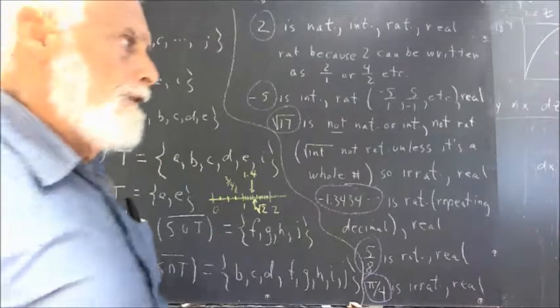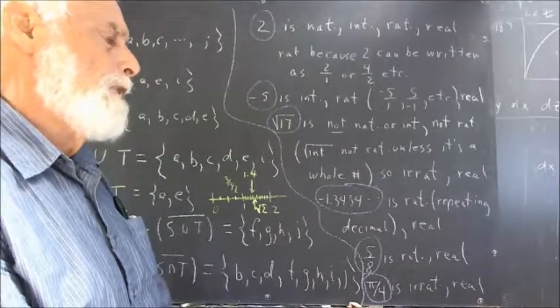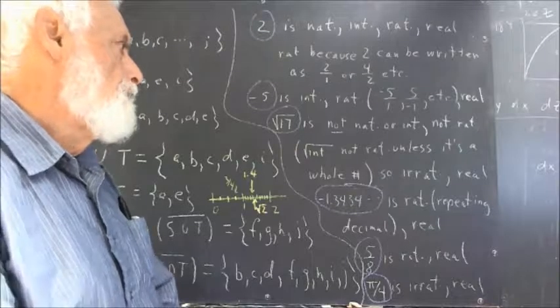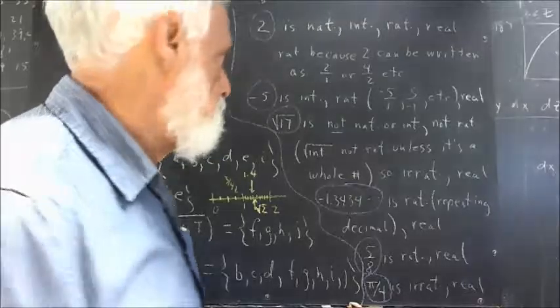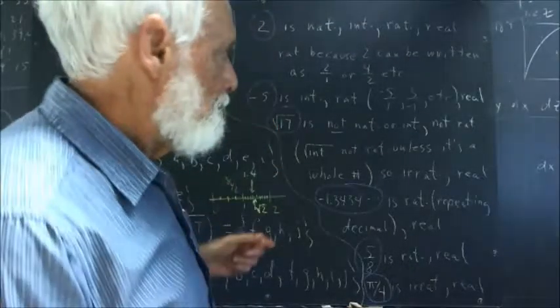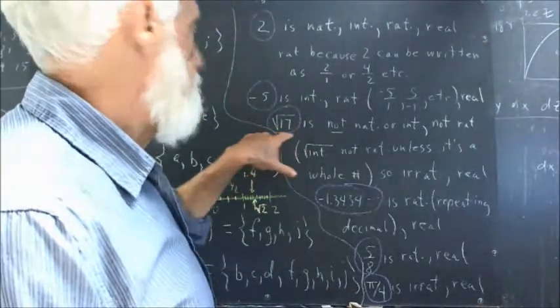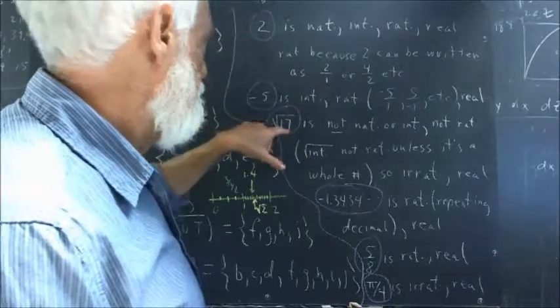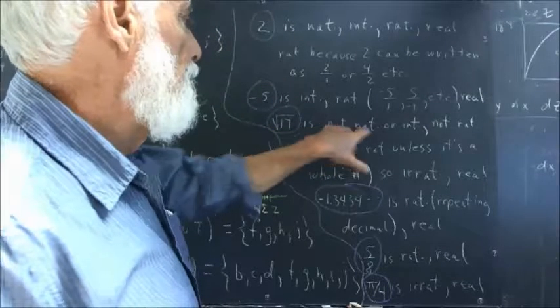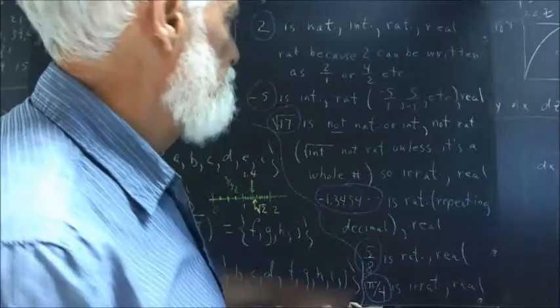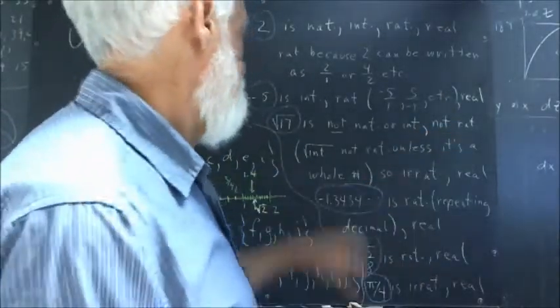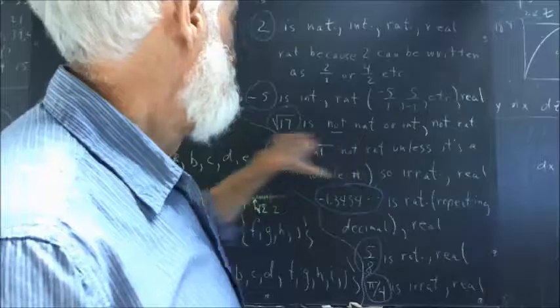Square root of 17. Now, we can't prove this. I can't explain to you why. I could prove it, but we don't want to do that in this course. It's simply, it's not natural. It's not an integer, and it's not rational. Okay, it's clearly not natural.